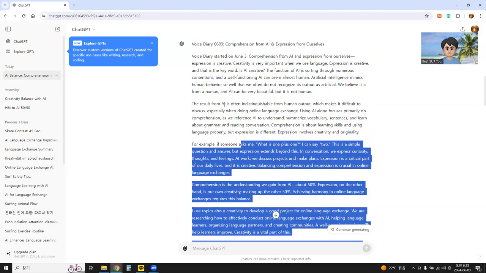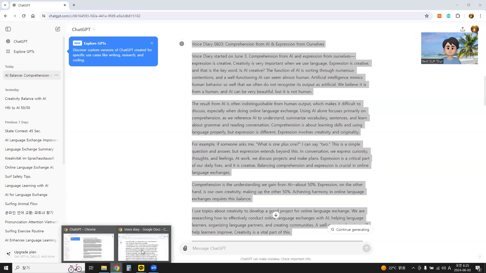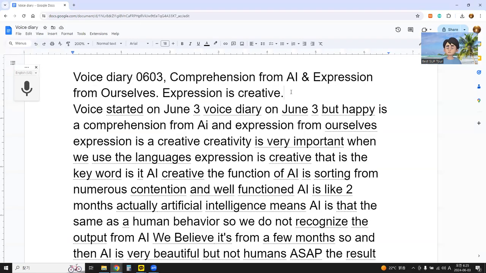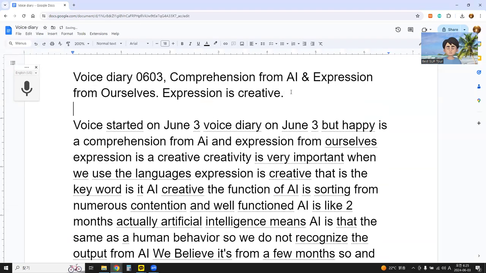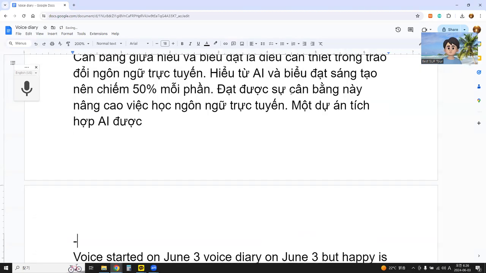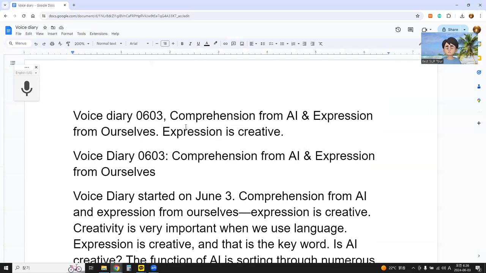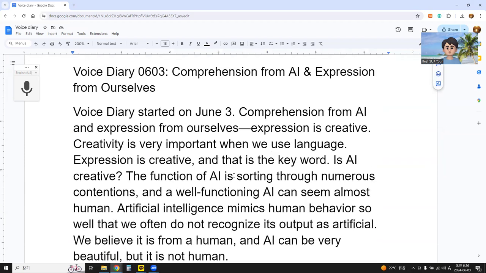So I can copy this, the appropriate and summary one, and then go back to my diary, voila, and then I can get next. I'll leave it. And then now I need to get a subtitle, comprehension from AI and expression from ourselves.